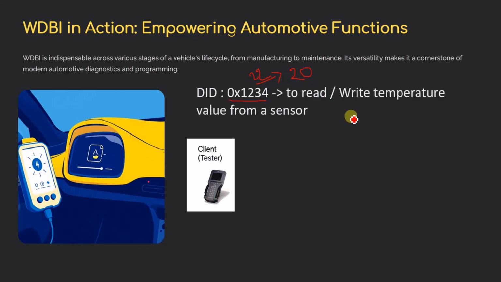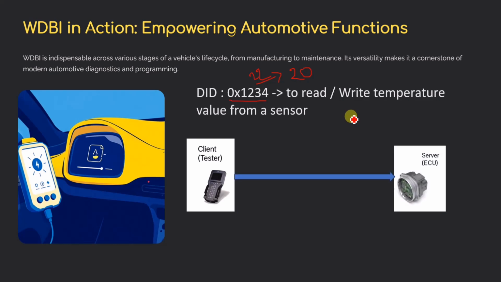I have a client tester and a server ECU. I am sending the request message to write some data. Here 2E is the SID, followed by 2 bytes of DID, and 10 is the value I want to write in that particular location.